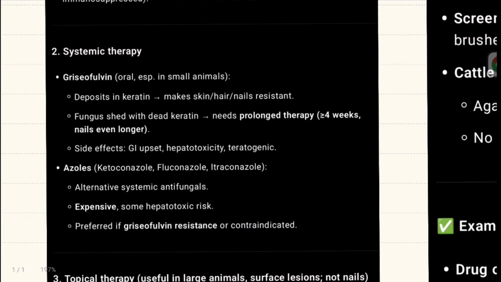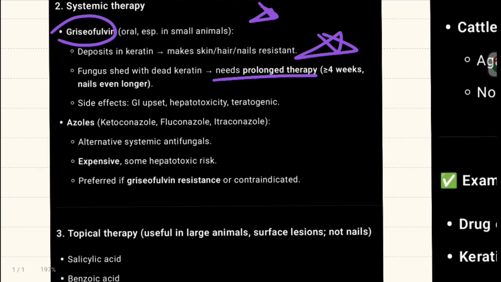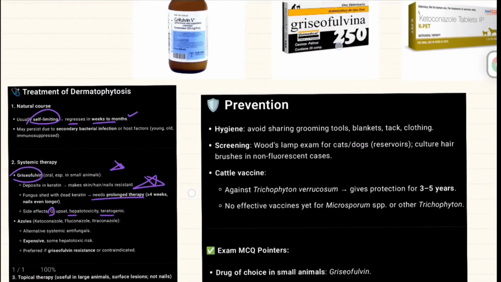Now when it comes to systemic therapy, the drug griseofulvin is widely used, especially in small animals. The oral route is preferred. Griseofulvin is deposited in the keratin, which makes skin, hair and nails resistant to the keratinase enzyme. Now the fungus will shed with dead keratin, so prolonged therapy will be needed if somebody is using griseofulvin. The side effects of griseofulvin are a negative impact on the GI tract, and it is hepatotoxic and also teratogenic.